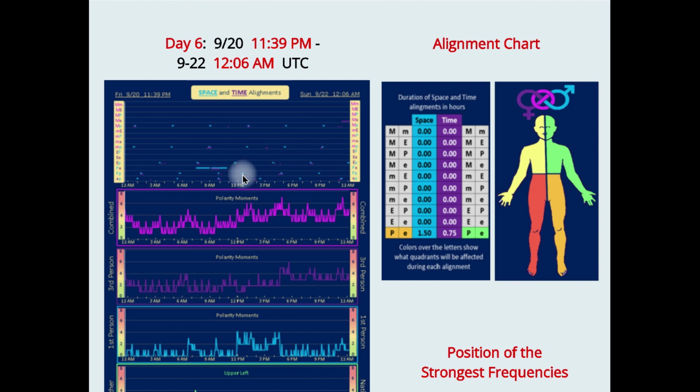Now, this is a light day in testing. And when I say testing, I mean testing in alignments. 24/7 we're being tested, but alignments are when two frequencies in a quadrant that are testing the same thing come together for a certain period of time.